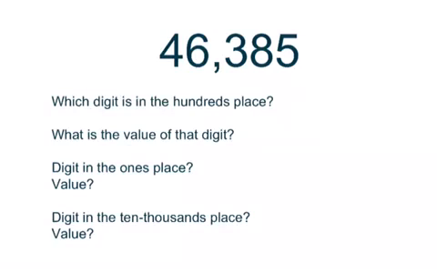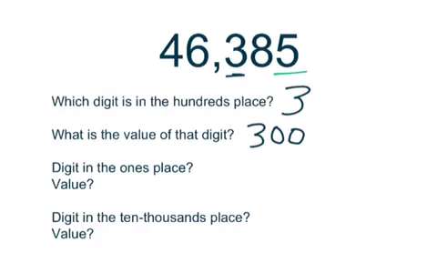So in this number, 46,385, yep, that's the way you say it. Which digit is in the hundreds place? I hope you would see the hundreds is the 3. So the digit is a 3. Now when I ask what's the value of that digit, I hope you say 300, because 3 in the hundreds is talking about 3 hundreds. So 300.